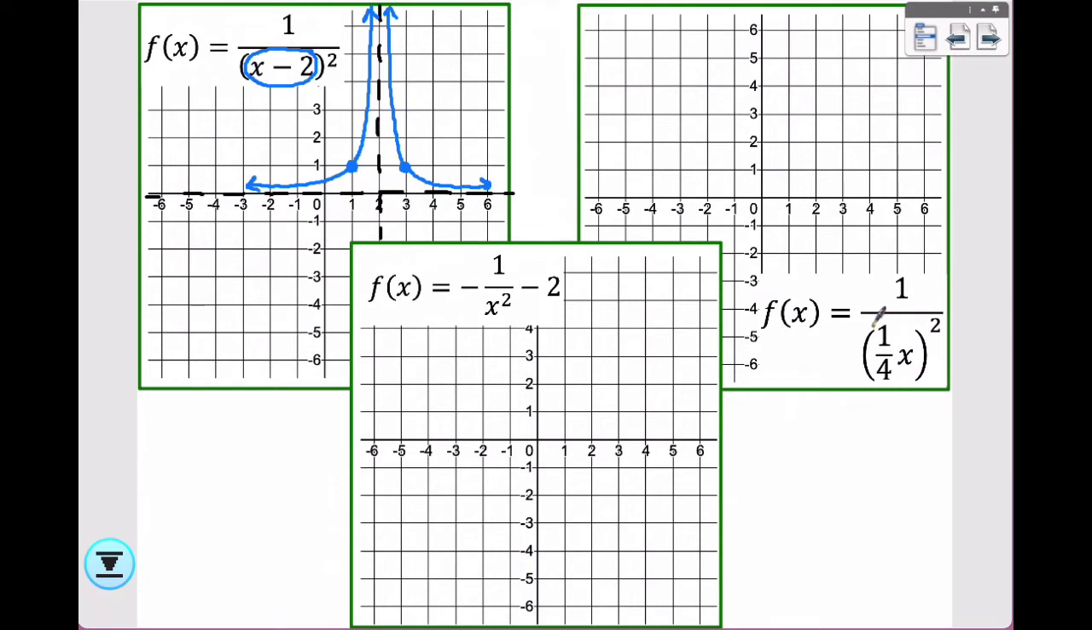I thought this one would be fun to do because we've got a multiplier next to our x value, right? So that's going to be a horizontal stretch or shrink. Since it's a 1/4, that'll be a stretch, kind of opposite of what it seems. So that's a horizontal stretch by 4.